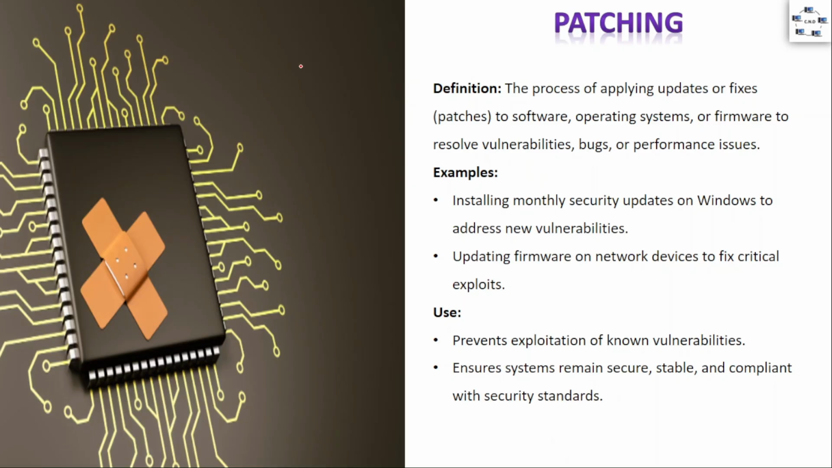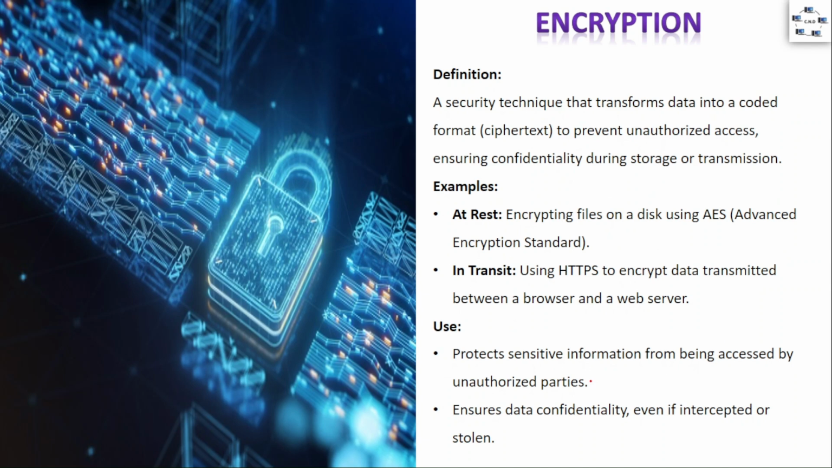Sorry, let me get forward. So the next mitigation is patching. It is the process of applying updates or fixes, that is patches, to software, operating systems, or firmware to resolve vulnerabilities, bugs, or performance issues. Examples include installing monthly security updates on Windows to address new vulnerabilities and updating firmware on network devices to fix critical exploits. Its uses include that it prevents exploitation of known vulnerabilities and ensures systems remain secure, stable, and compliant with security standards.